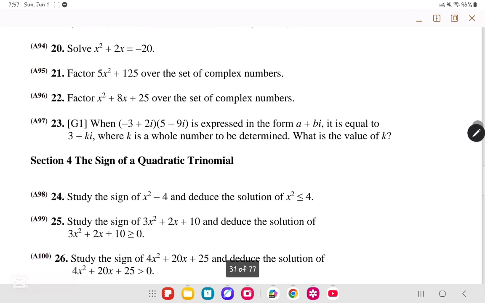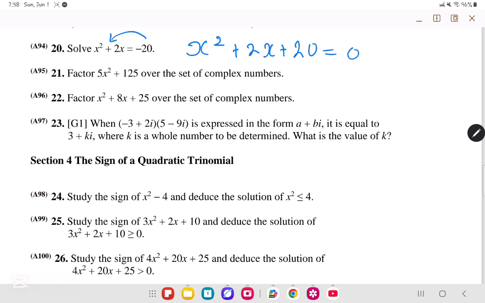Let's move on to question number 20. They want us to solve x squared plus 2x equals minus 20. Now, honestly, there are many ways to do this, but how they taught us in school is that you move minus 20 to the other side, and you get x squared plus 2x plus 20. And then you make it equal to 0.